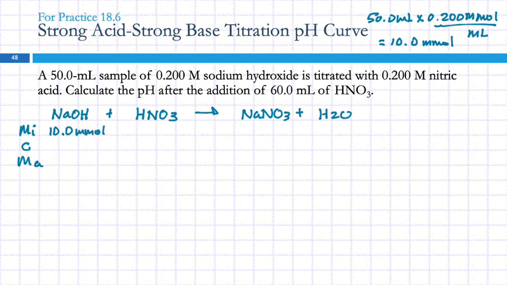And then we are adding 60 milliliters of nitric acid. So 60 times 0.2. And again, my brain is not turned on yet. 12 millimoles.